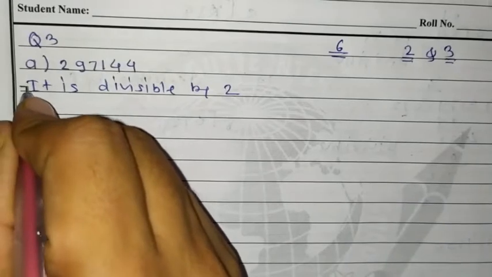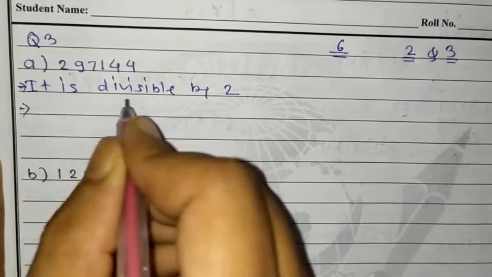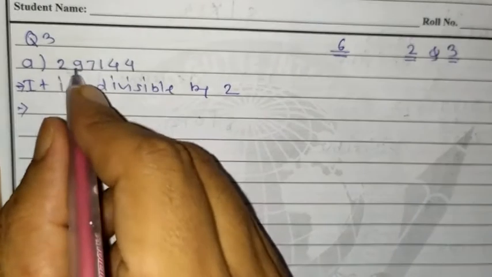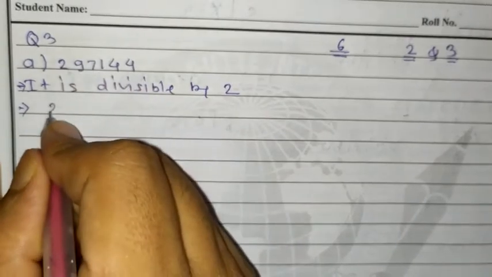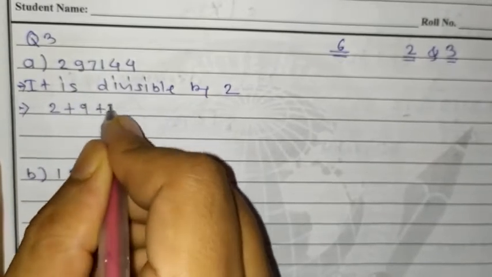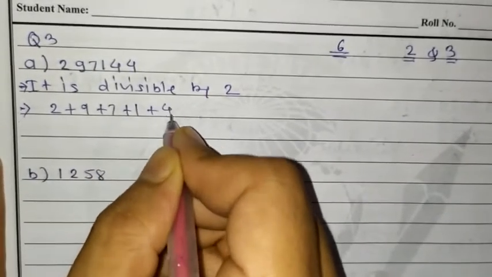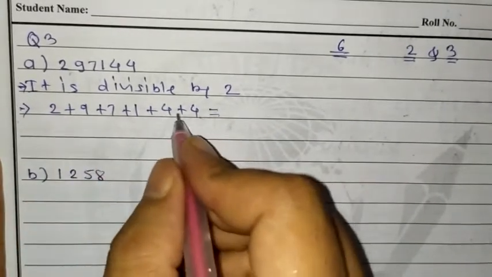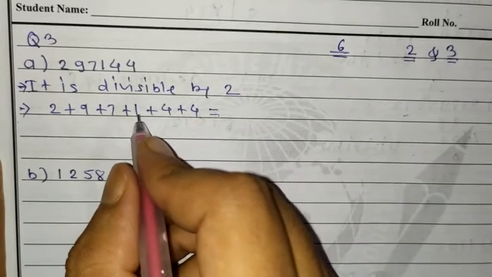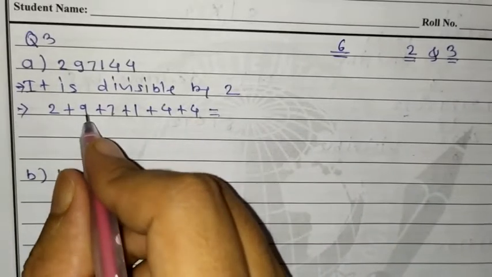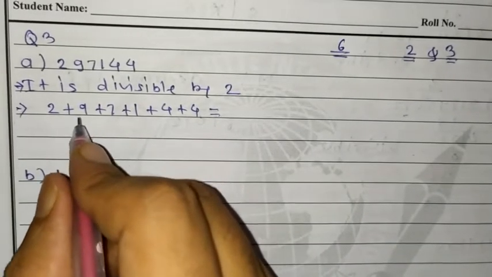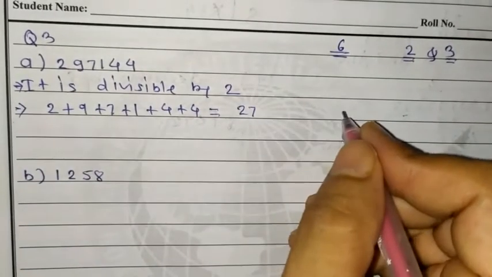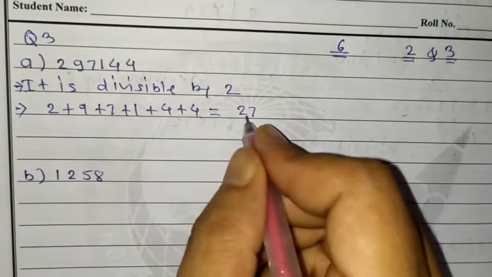So here we solved one part, then in the second part, for checking the divisibility test of 3, you have to do their addition. 2 plus 9 plus 7 plus 1 plus 4 plus 4. Then finally, what is the answer? 4 plus 4 is 8, plus 1 is 9. Here 16. 16 plus 9 is 25. 25 plus 2 is 27. So here 27 is divisible by 3.